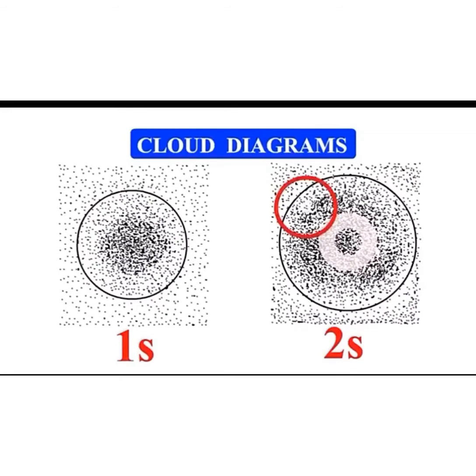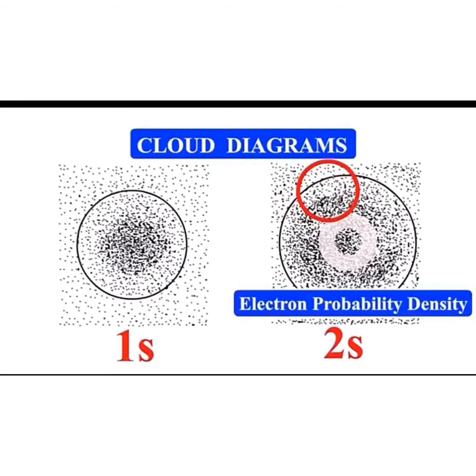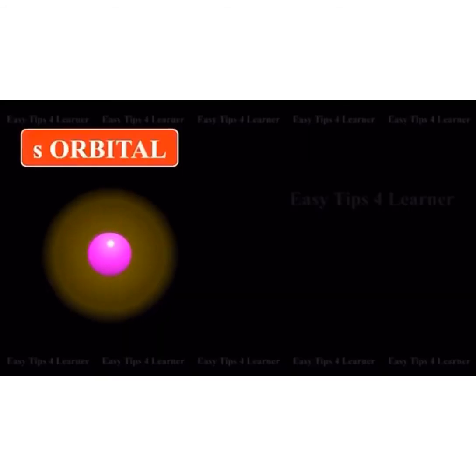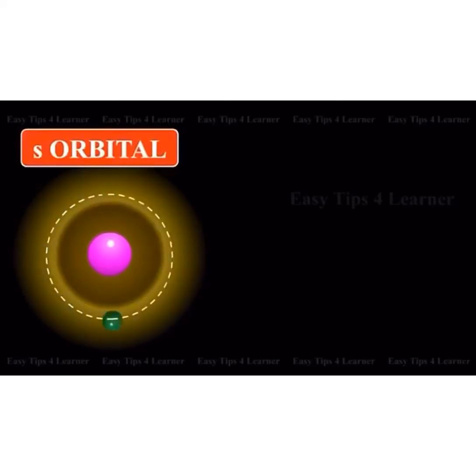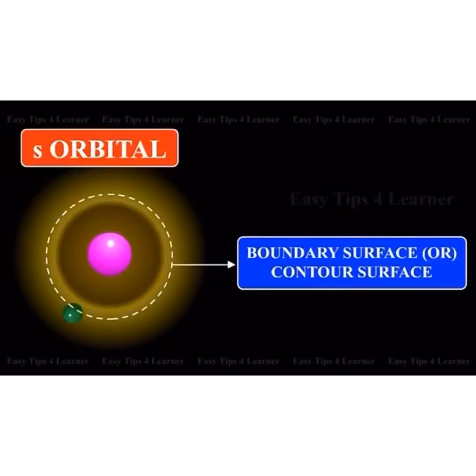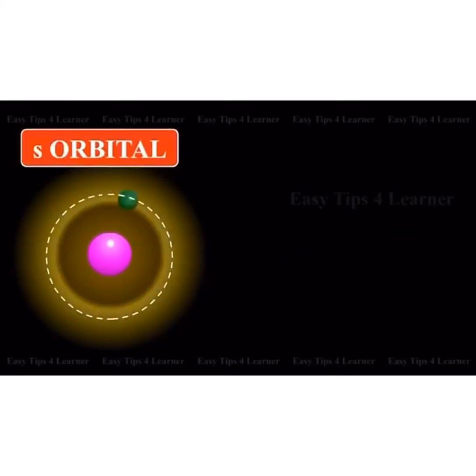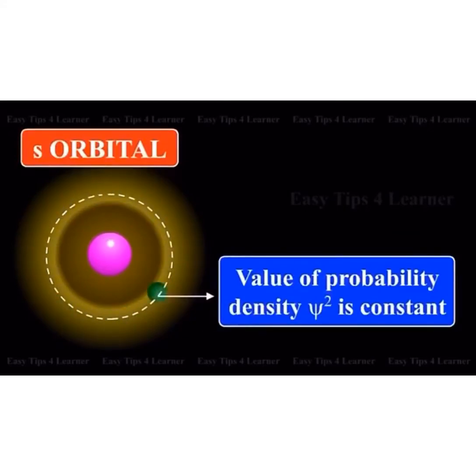In these charged cloud diagrams, the density of the dots in a region represents the electron probability density in that particular region. A fairly good representation of the shapes of the orbitals is given by boundary surface diagrams of constant probability density for different orbitals. A boundary surface or contour surface is drawn in space for an orbital on which the value of probability density, psi square, is constant.